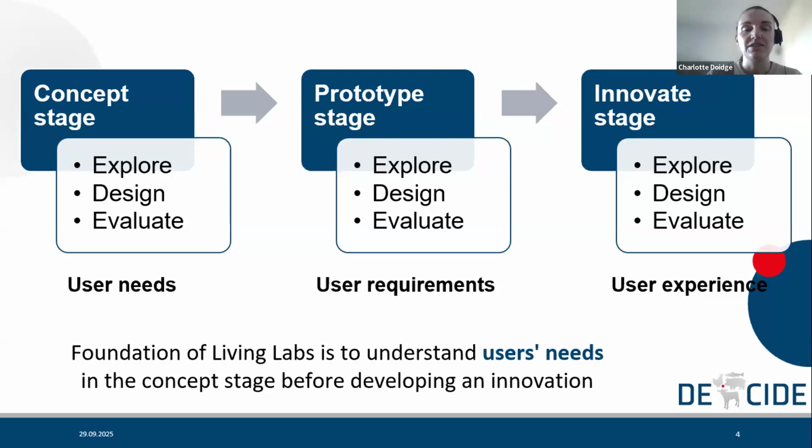Once these needs have been evaluated, we can move to the prototype stage. This is when our innovation becomes more of a prototype, and here we can explore what the user requirements are for that specific prototype. Then as the tool becomes more developed, we can enter the innovate stage. This is where it's actually tested out in the real life setting, and here we're focusing on what the user experience is of actually using that tool. But the foundation of the living lab is to understand the user's needs in the concept stage before any innovation is developed. And this is the stage that I'm talking about today.